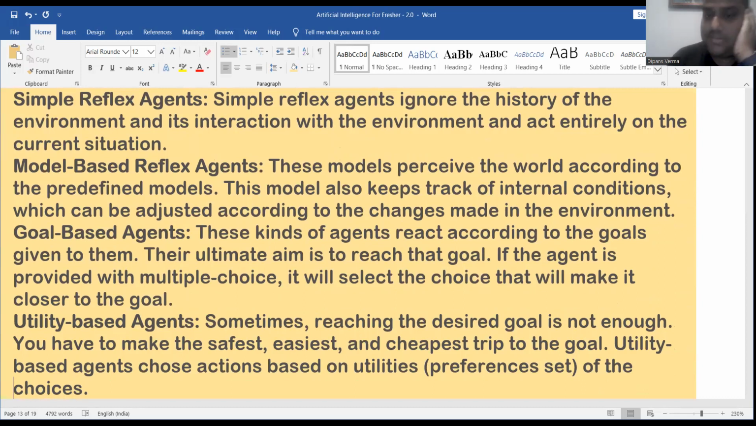Yeah, like a tabling assessment problem. So basically, you want to reach your goal, and you will apply some kind of algorithm to get there, to reach quickly and safely. So the point is, if you are traveling through a simple reflex agent, simple reflex agents ignore the history of the environment and their interaction with the environment, and act entirely on the current situation.